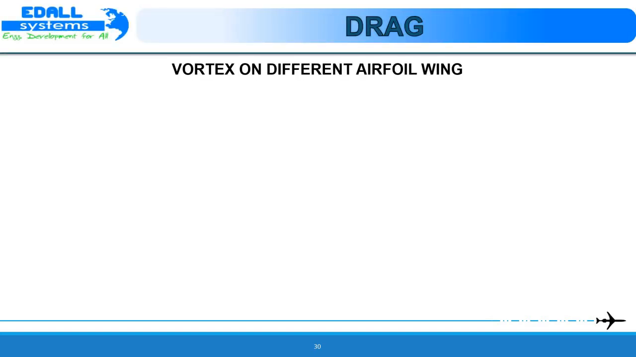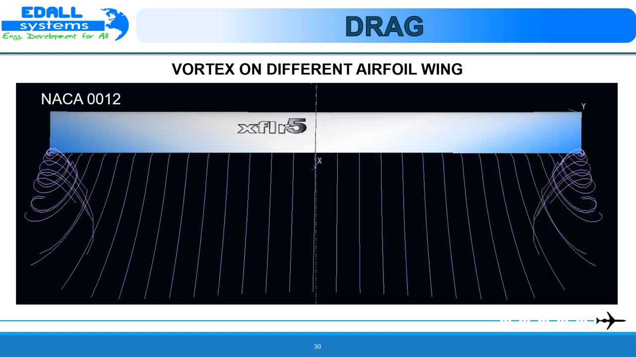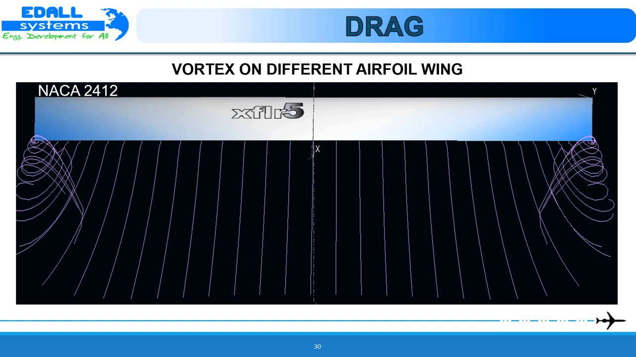These are a few of the airfoil wings and their vortices. Finally, this is how a vortex looks in design. This is NACA 23012, NACA 0012, NACA 2412 airfoil.